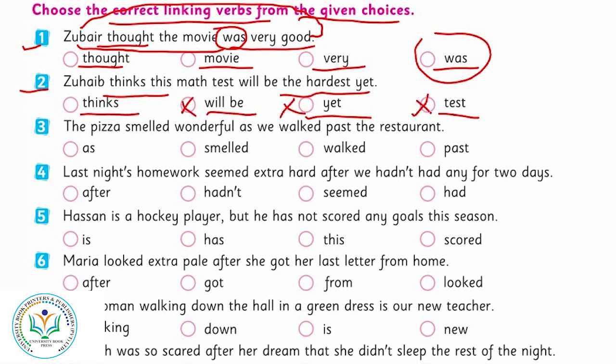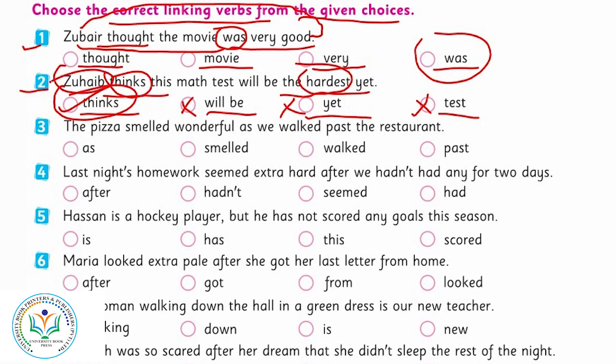Taste, no. We have discussed this. Yes, it is very clear. Thinks is the linking verb here, the main verb here. So, it acts like a linking verb because it is connecting Zuhaib and the adjective hardest with one another.